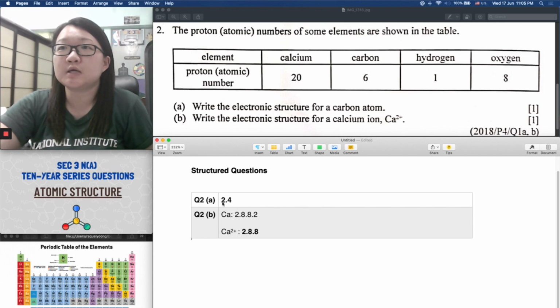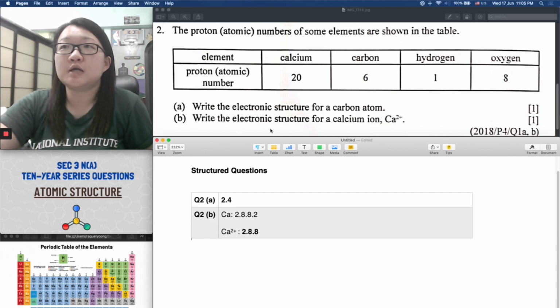A very quick recap. The first electron shell can fill a maximum of 2 electrons, and subsequent shells can fill a maximum of 8. You fill 2 already, and you still have 4 more. The 4 more electrons will go to the second shell. So in this case it's 2.4.